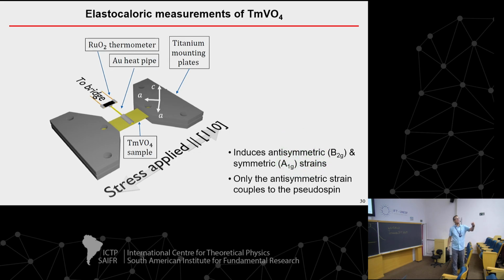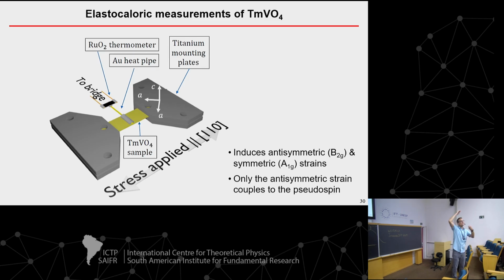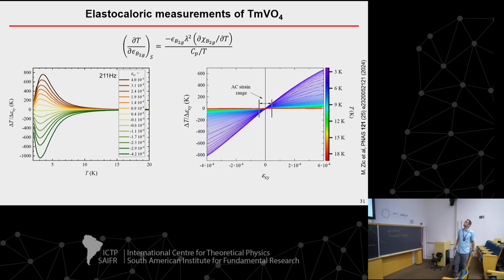But for this doublet, the A1G strains, all it does is change the crystal field splitting to these excited states. It doesn't split the doublet. Only the B2G strain splits this. Again, this is the beauty of these doublets, reducing the number of possible things it can do. All right, so how does this look?